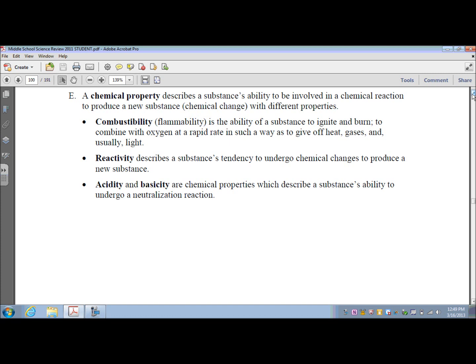Reactivity describes a substance's tendency to undergo chemical changes to produce a new substance. Acidity and basicity are chemical properties which describe a substance's ability to undergo a neutralization reaction. This concludes the basic nature of matter section.